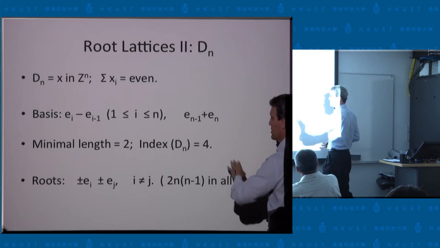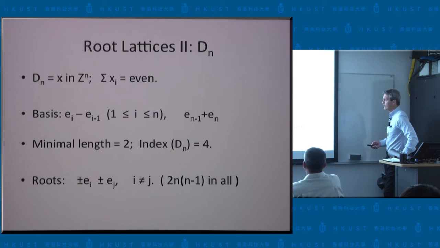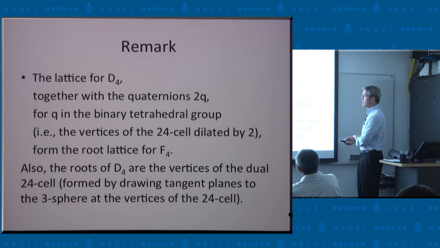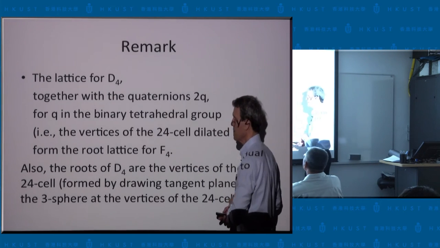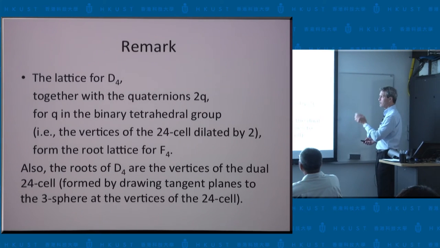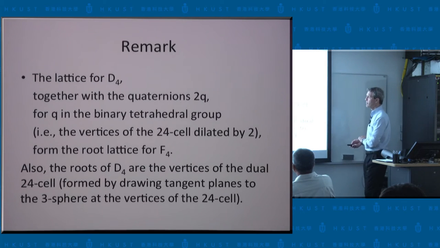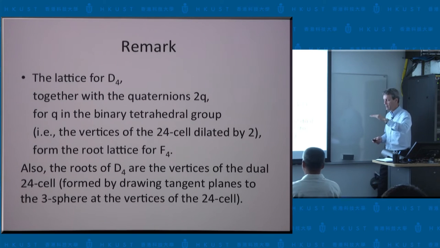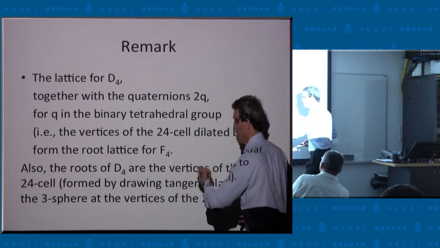And again, you can describe a basis. The minimal length is 2. And now the index is only 4. So this is coming closer to being self-dual, but it isn't quite. The lattice for D4, together with the quaternions 2q in the binary tetrahedral group, generate another root lattice for one of the exceptional groups, the root lattice for E4. And as I said before, the D4 root lattice is intimately related to the 24-cell. It is the vertices of what's called the dual 24-cell. If you take the vertices of the 24-cell, and instead of connecting them together, you draw a tangent plane to the sphere at each one, then the vertices of that figure will be these roots of D4.